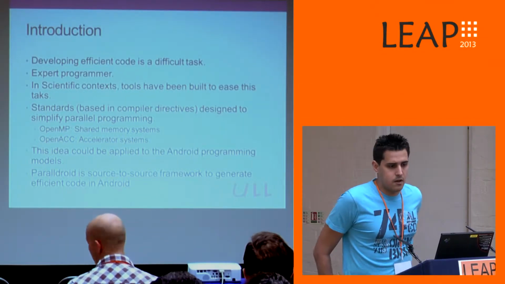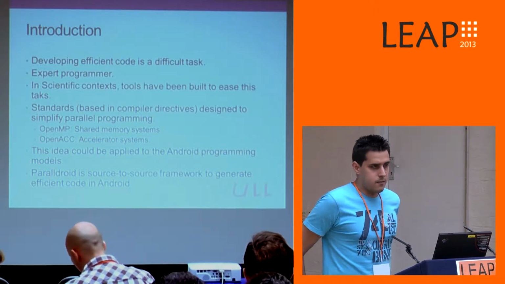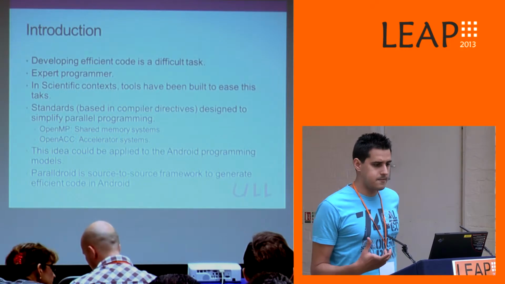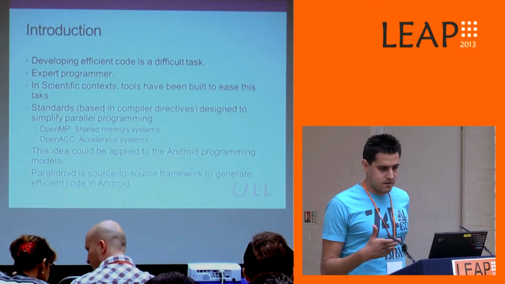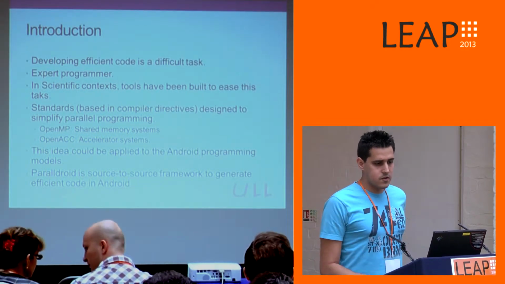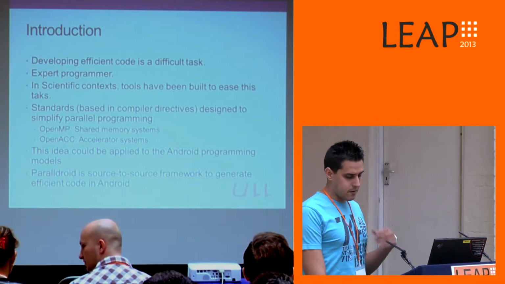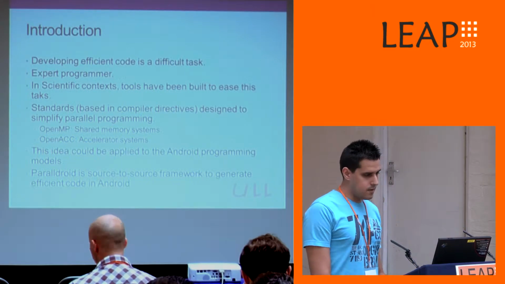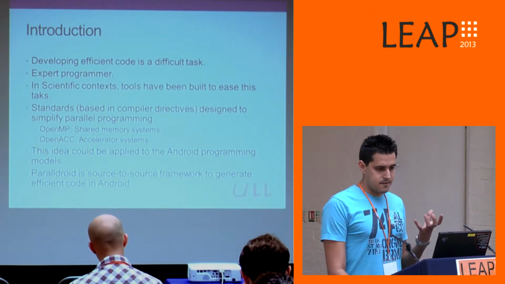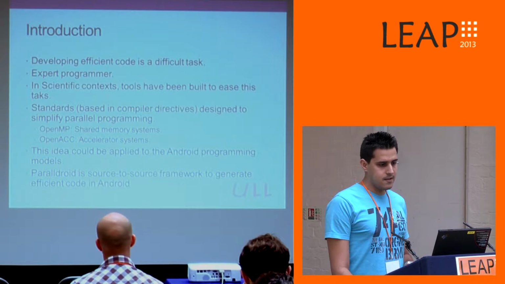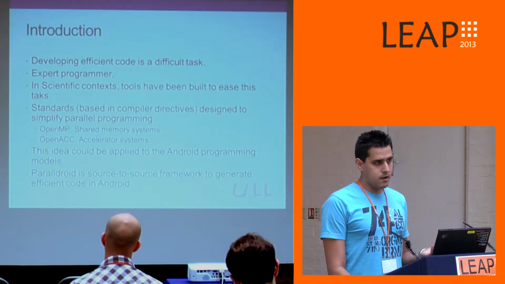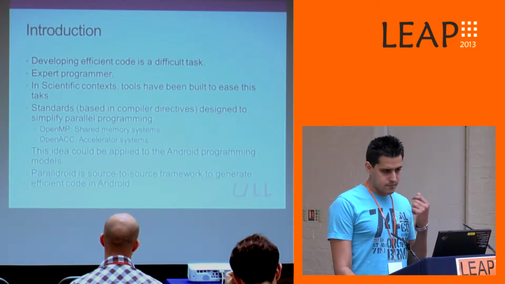The development of efficient code is a complex task. Languages that allow an efficient use of computational resources usually are complex and require an expert programmer. In the scientific context, we have a set of tools that simplify the development of efficient code.